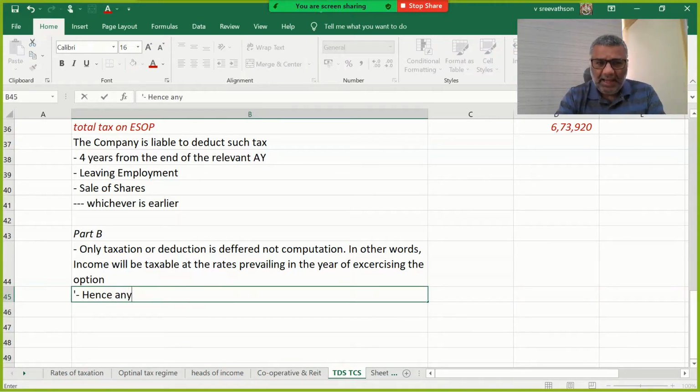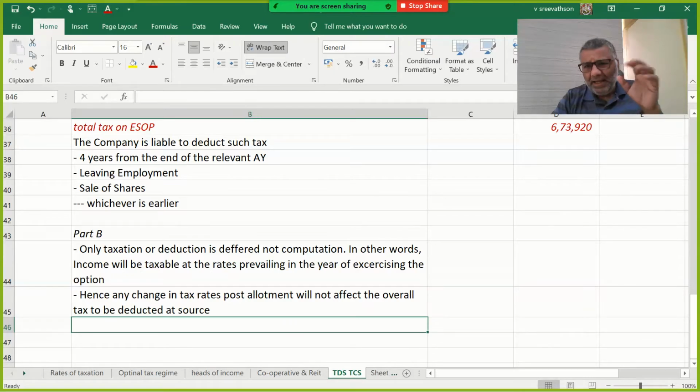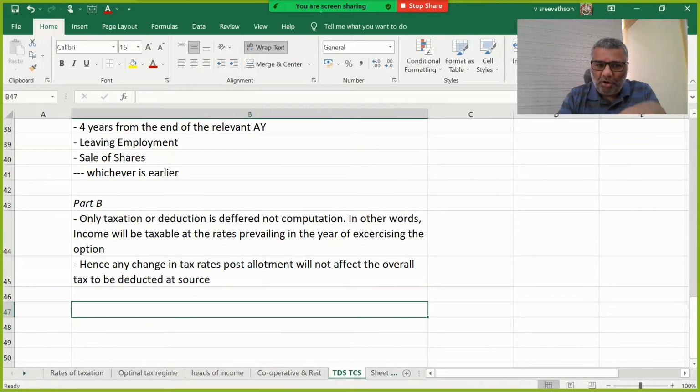Hence, any change in tax rates post allotment will not affect the overall tax to be deducted at source. Okay, in the year of deduction, what rate is not at all relevant? Not at all relevant for me. So that will not affect at all.